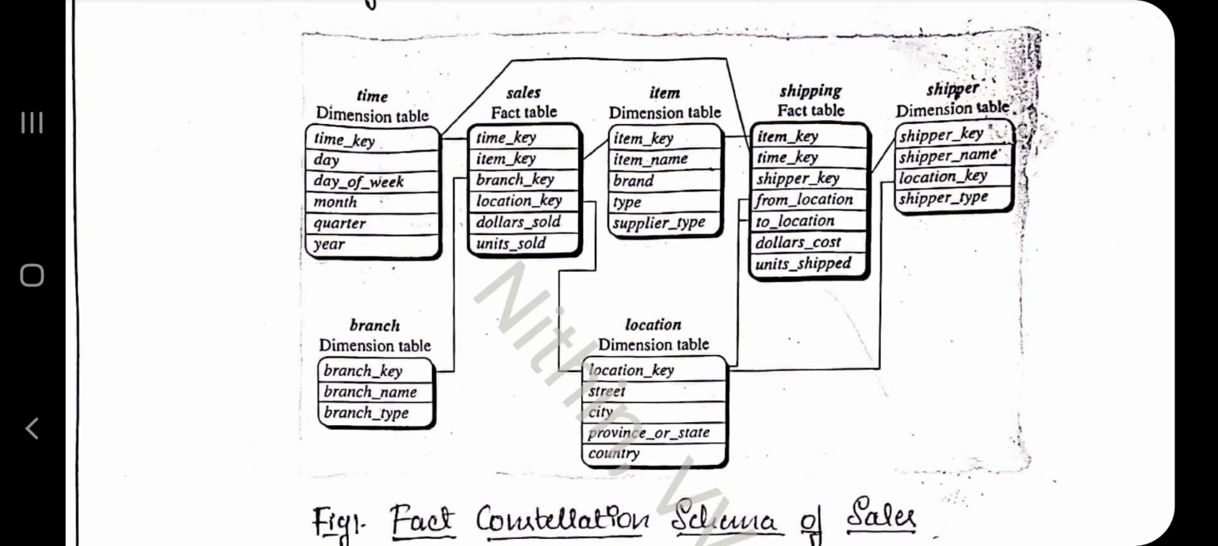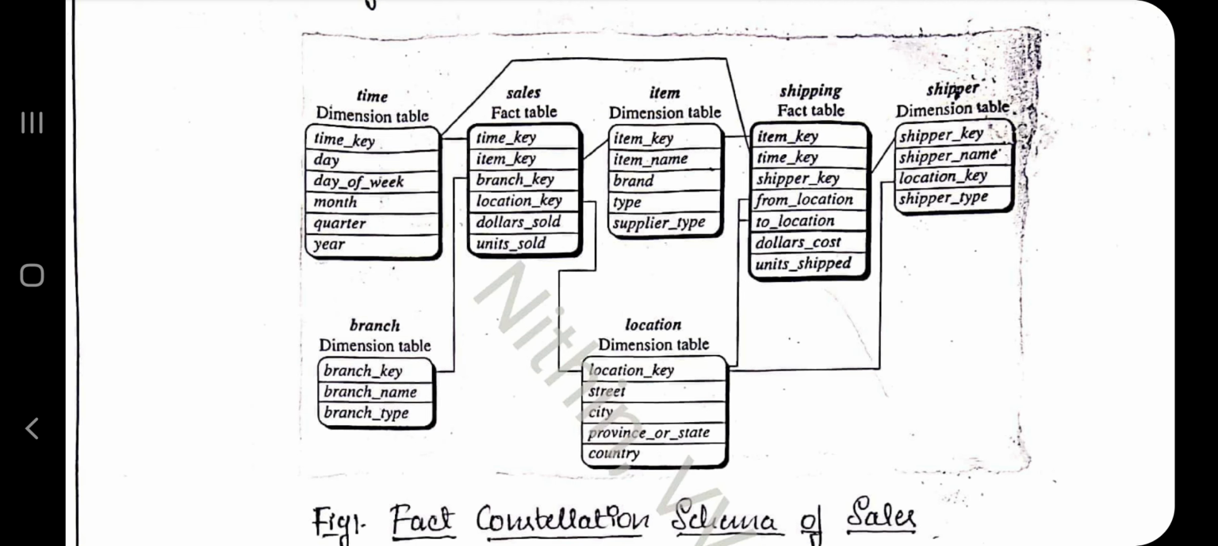Okay, so these both will be fact tables. What happens is there is another fact table which has the same keys: item key, time key, shipper key, and some other extra features here. So what are the extra features that are getting expanded here?